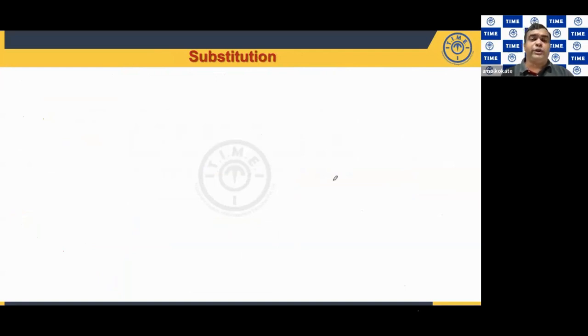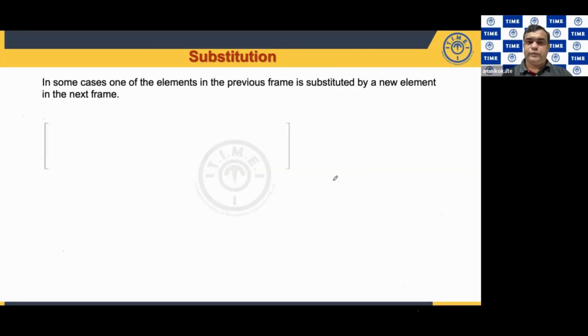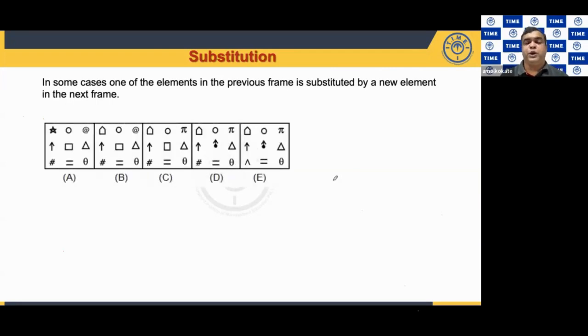The last part is substitution. Now, can you see figure A to figure B? What are the changes happening? क्या changes हो रहे? First figure to second figure, if you look at it, all the elements are same. The only thing is the star is removed and it is replaced by this pentagon. So what I'm doing, I'm just putting a cross and a tick. Fine.